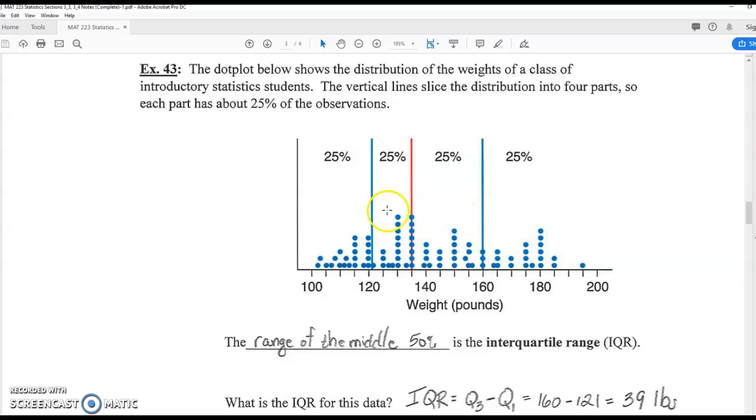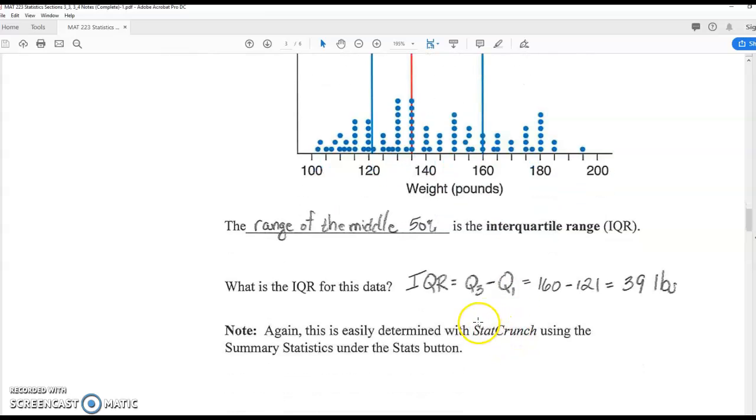Now, the middle 50% from Q1 to Q3, that is the interquartile range. So the range of the middle 50% is the interquartile range. As a formula, we just take Q3 minus Q1. So IQR, interquartile range, equals Q3 minus Q1. So Q3 in this case is about 160. Q1 looks like around 121. So 160 minus 121, that's 39.